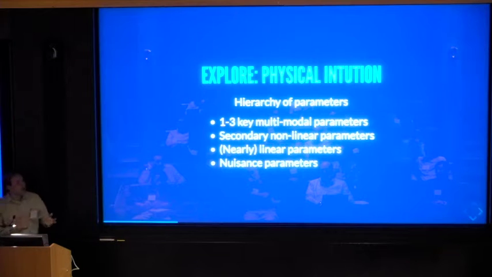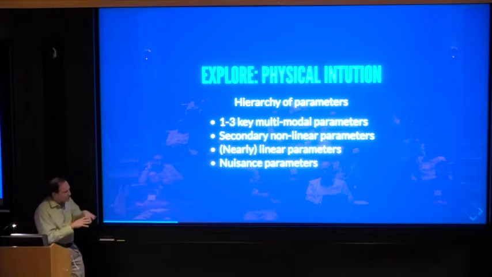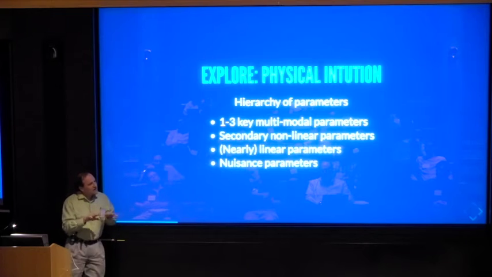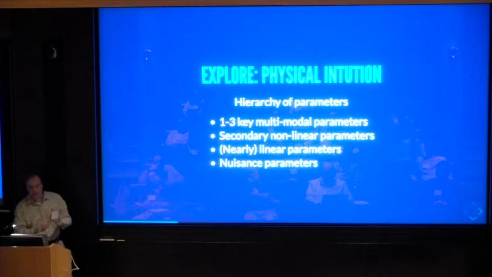But then there may be other nonlinear parameters that still are interesting, and maybe there's 2 modes, but they're fairly broad, where you have to worry about them, but they're of secondary importance. And a good optimizer, for example, might be able to deal with those very efficiently without resorting to a full brute force search.